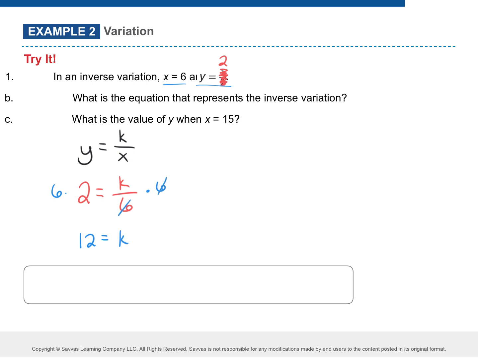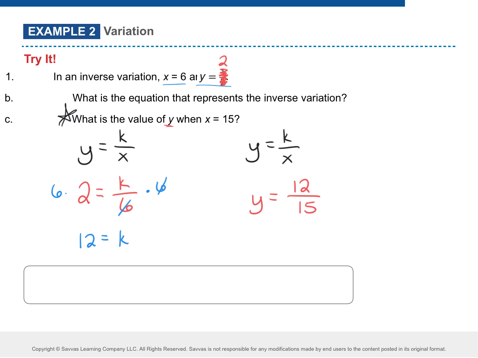So now we're going to use this same equation, y equals k over x. Do I know what y is? No. Remember, I'm looking for y. We had it in the top, but now I'm on a different problem. I'm looking for y when x is 15. So what's k? 12. What's x? 15.